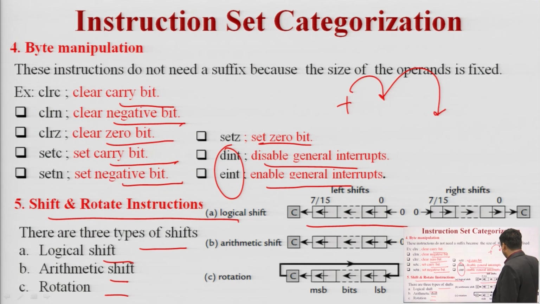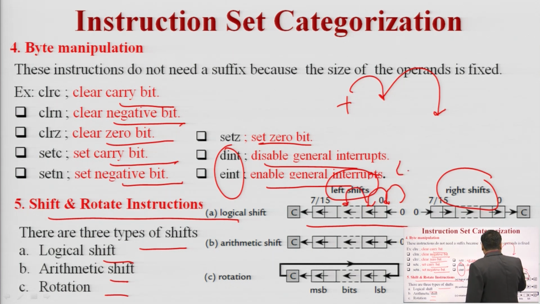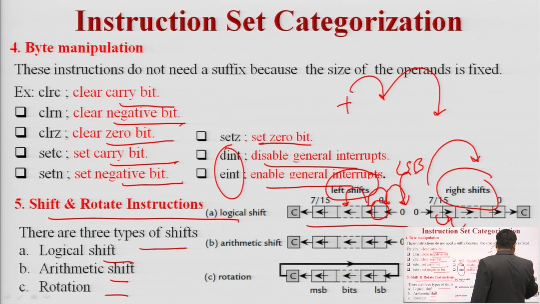The logical shift is distributed into left shift and right shift. Here you can see that in a left shift we are shifting the value one by one from the MSB onward, and the LSB is replaced by 0 because the LSB is empty when it transfers its value to the next adjacent bit. Similarly in a right shift we transfer the value bit by bit, and the MSB will be empty and will be replaced by 0.